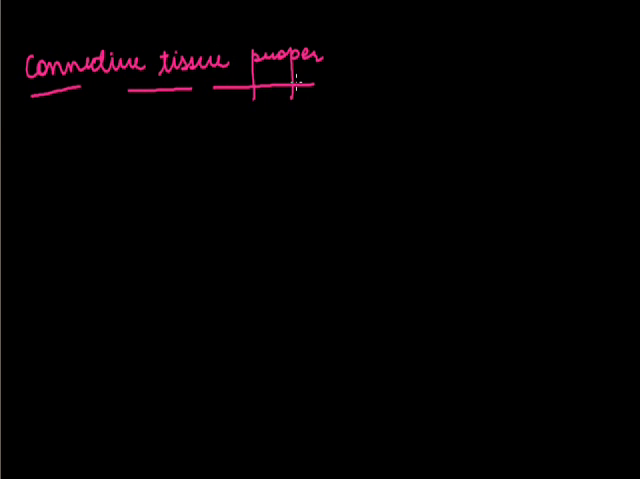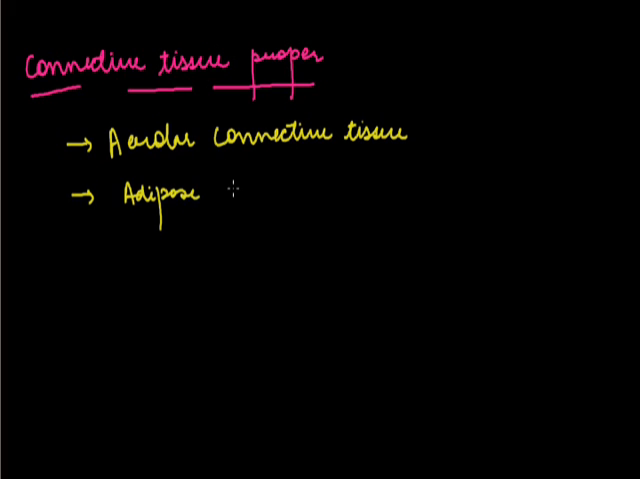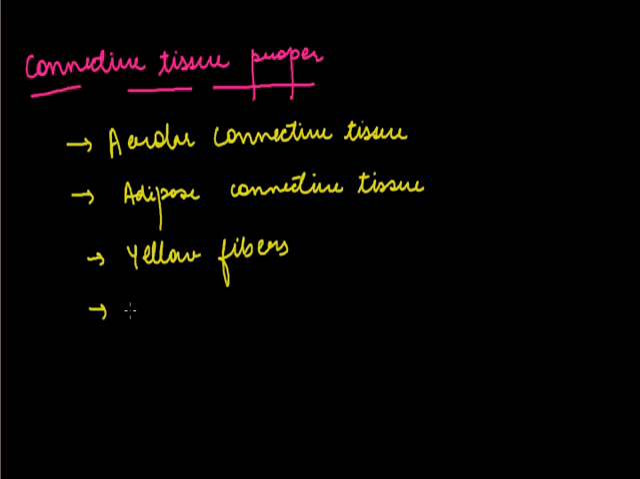The next topic is connective tissue proper. Connective tissue proper is of four types: areolar connective tissue, adipose connective tissue. It comprises two fibers. They are the yellow fibers and white fibers.